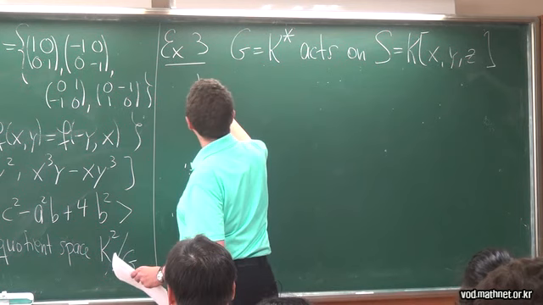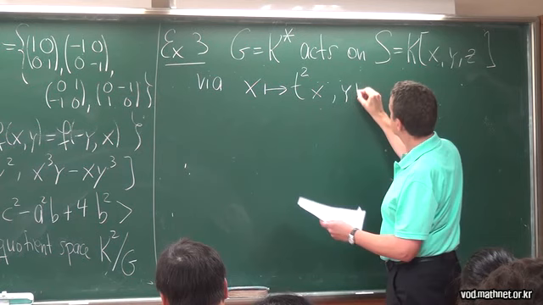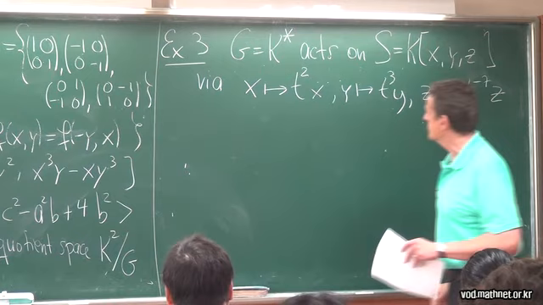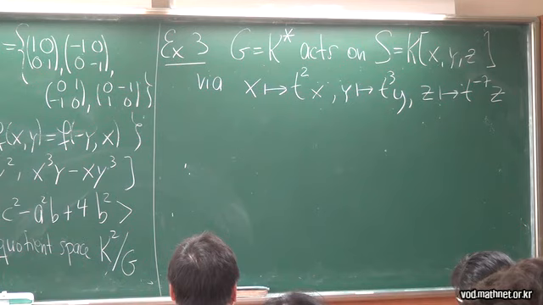And the action I'm going to pick is a diagonal action: x gets replaced by t squared x, y gets replaced by t cubed y, and z gets replaced by t to the minus 7 z, for example. Okay, so t is a non-zero scalar, an element in this multiplicative group, and this is an action. I'm interested in which polynomials are invariant if I scale x by t squared, y by t cubed, and divide z by t to the 7th.